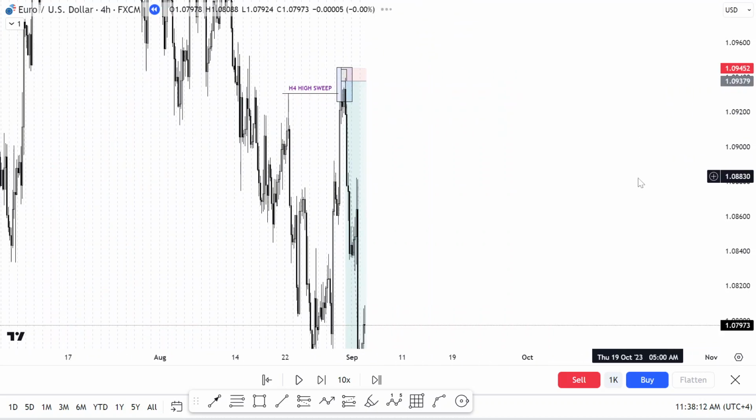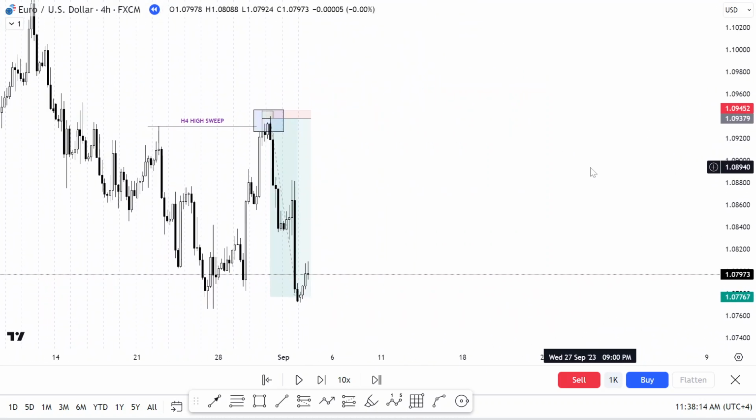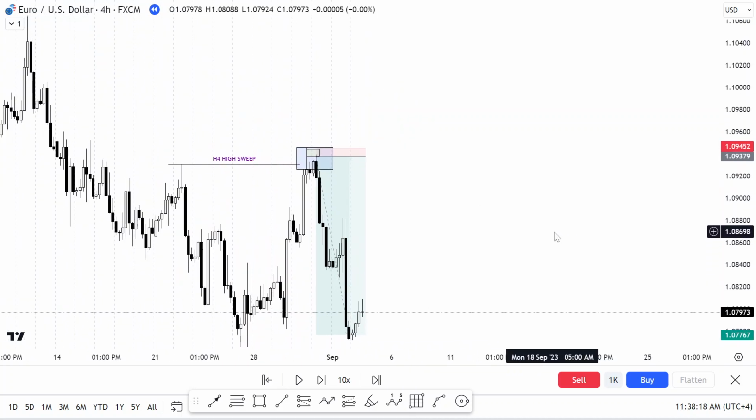So what I want to tell you guys, trading can be really, really simple if you just wait for the highest probability setup.